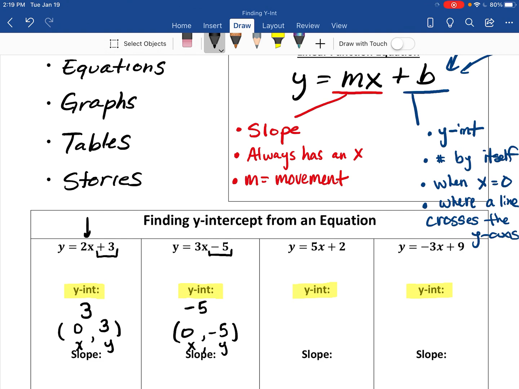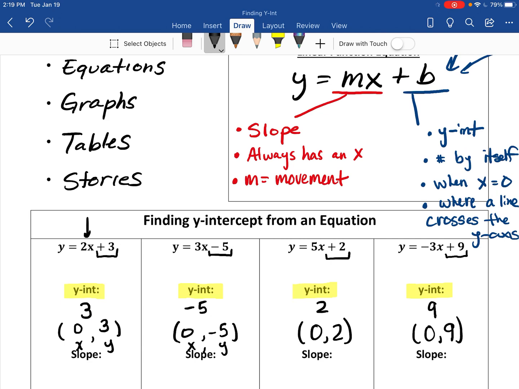Go ahead and take a second, pause the video, and fill out the last two. Okay, welcome back. You should have the last two filled out. I'll walk through those again. We need the number by itself. In this case, it's going to be a +2, or (0, 2). The last one, again, the number by itself, we have a +9, or (0, 9).